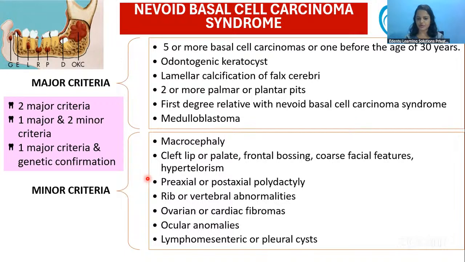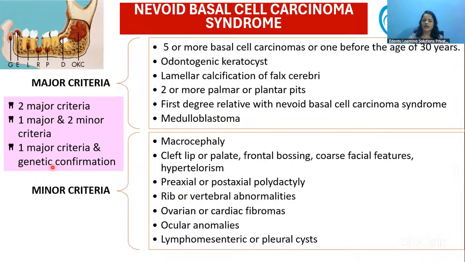Ovarian or cardiac fibromas and ocular anomalies are all included under the minor criteria. So how will we diagnose whether a patient has nevoid basal cell carcinoma syndrome or not? If the patient has any two major criteria, then we can confirm that this patient has Gorlin syndrome. Or if the patient has one major criterion and two minor criteria, then also we can confirm that this patient has Gorlin syndrome.